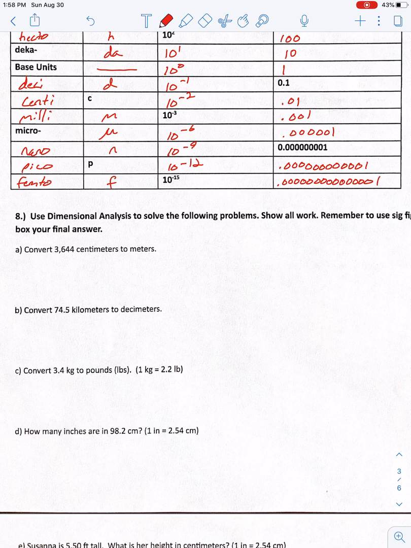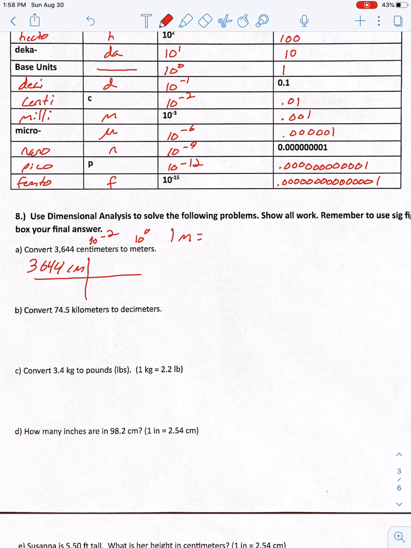So we have 3,644 centimeters. So first step is draw my line. 3,644 centimeters, and I am going to meters. Okay, so the way I do this is I always say which one's bigger, meter or centimeter. And I know meters is bigger. So whichever one is the biggest, I just say it equals 1. So 1 meter. Okay, and meter is a base, so that is 10 to the 0. Centi, that is 10 to the negative 2.